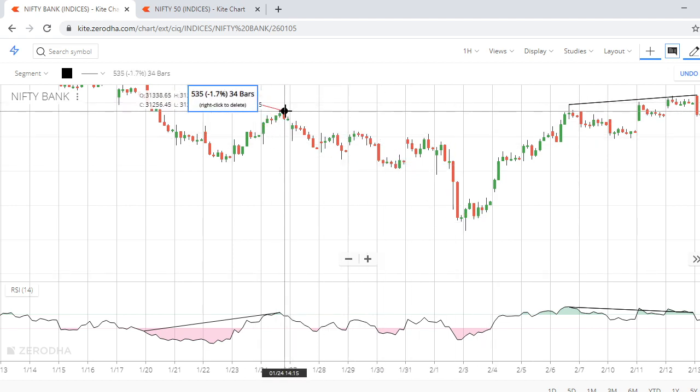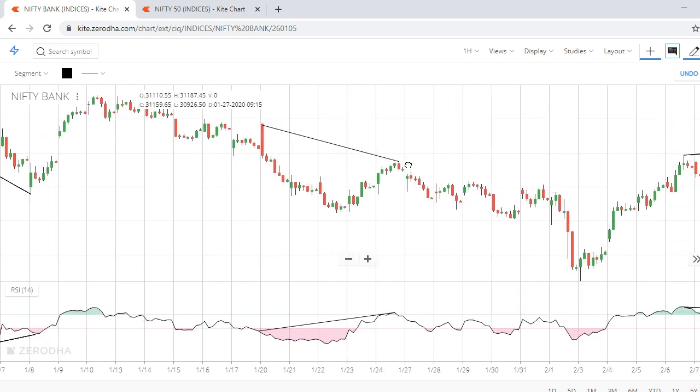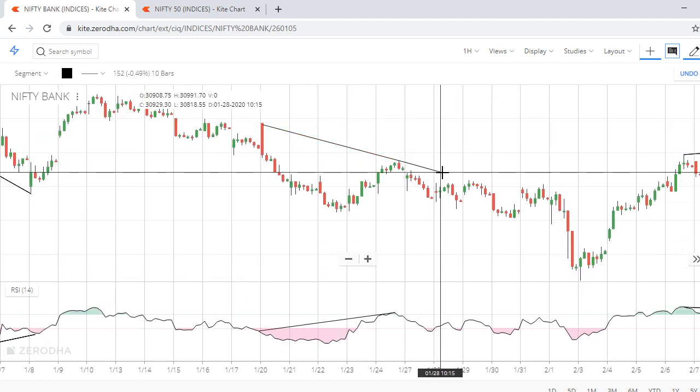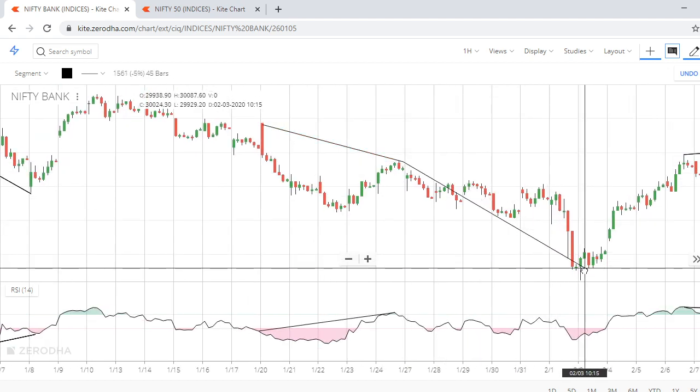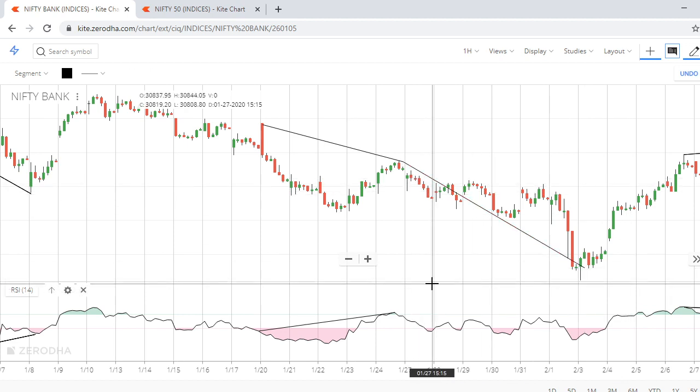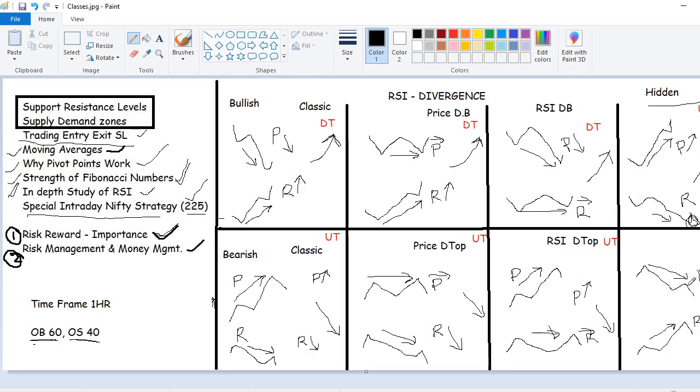See, from this level it happily went up to here. So easy fall. That's how you can identify. Hidden divergence is a bit tough to identify. We need to work on charts, we need to spend time, but once you are able to identify it, you get good, beautiful returns.